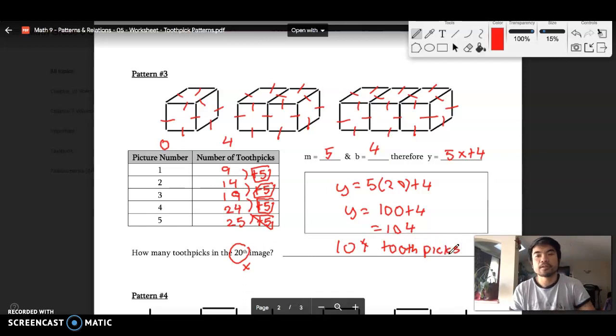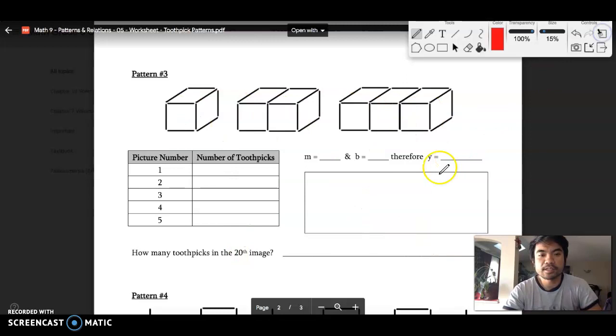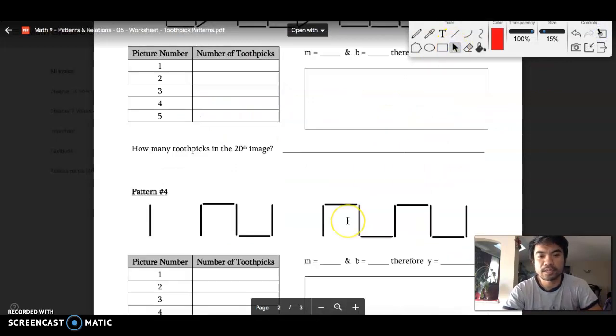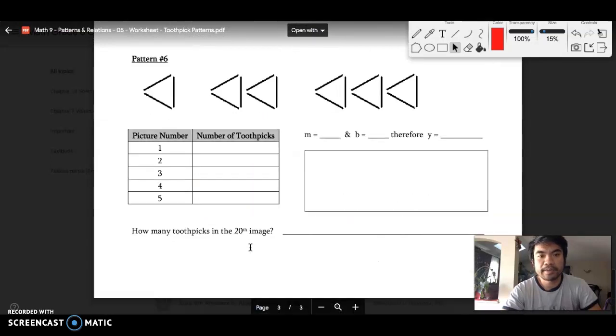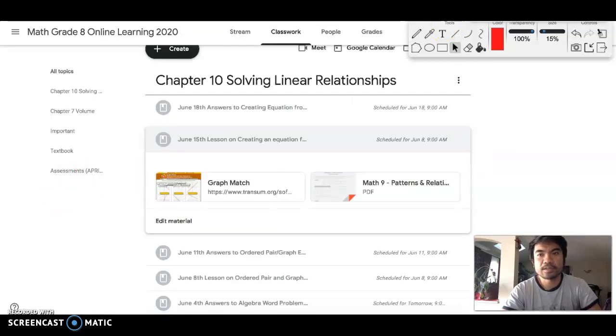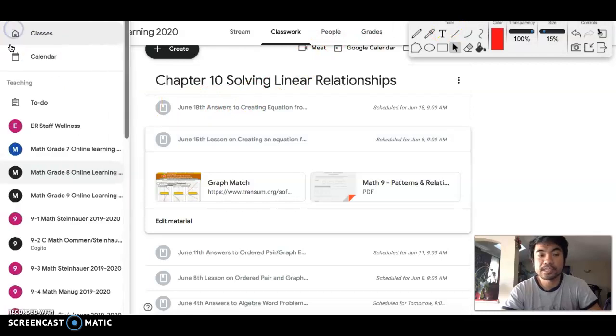So, again, please pause the video. I'm just going to quickly look through this. Pattern 4 is going to be the same thing again. Pattern 5 is going to be the same thing again. Pattern 6 is the same thing again. So we're not going to go through those. Let's just go through your assignment.